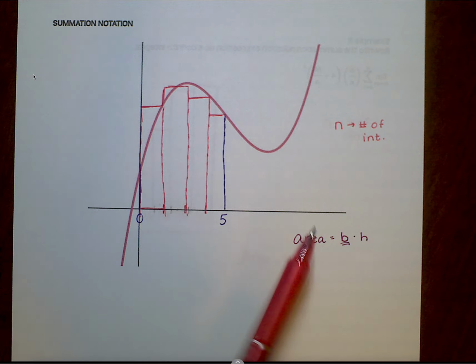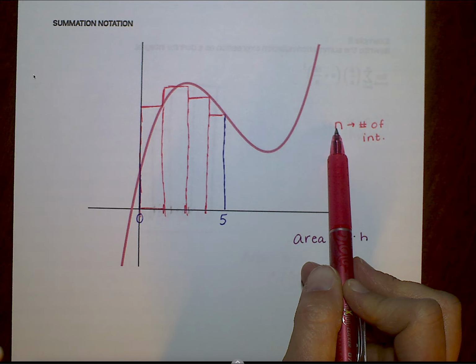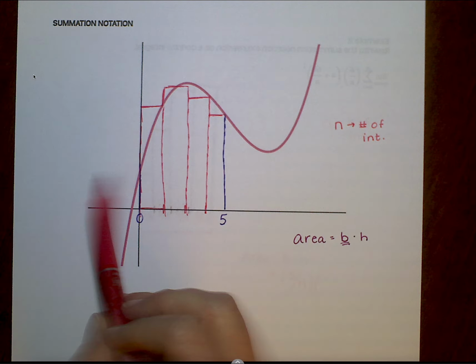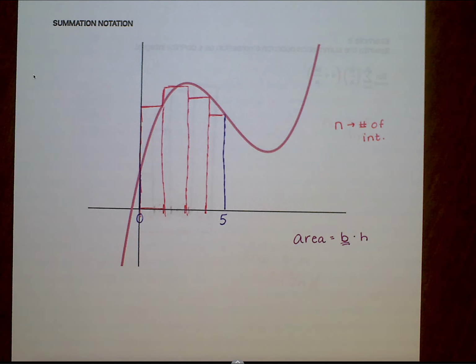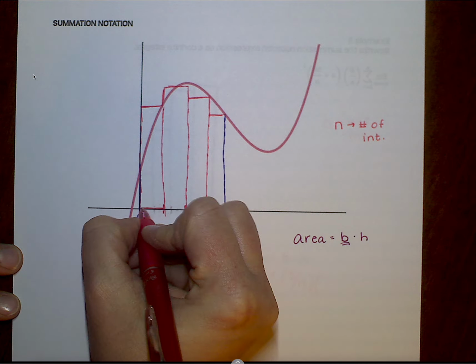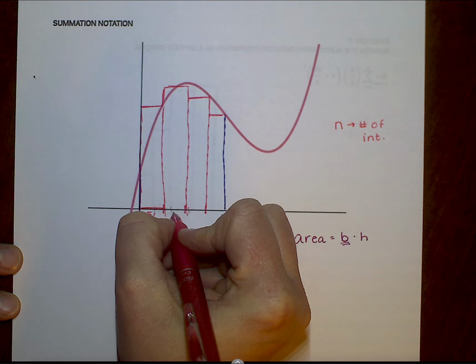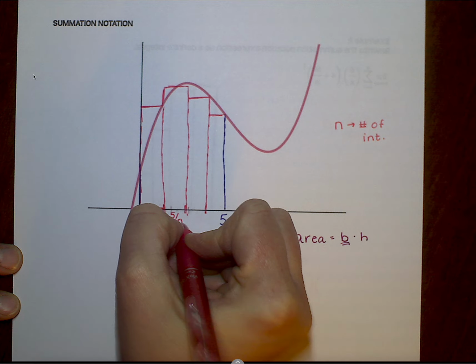But again, I don't want to use the number 4. I want to use n so that I can make my n get larger and larger. So if I had 10 subintervals, I would do 5 divided by 10 to find out how wide each one should be. If I had 20 subintervals, I would do 5 divided by 20. And so in notation, I am just going to say that the width of one of my subintervals is 5 divided by n.